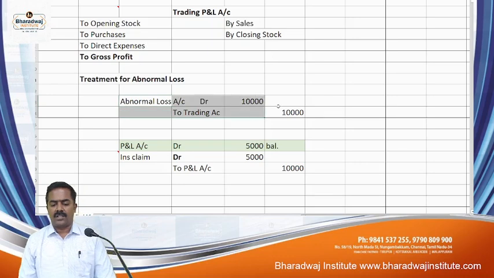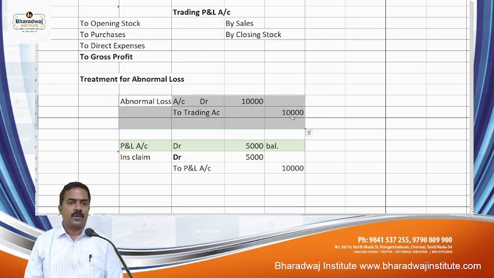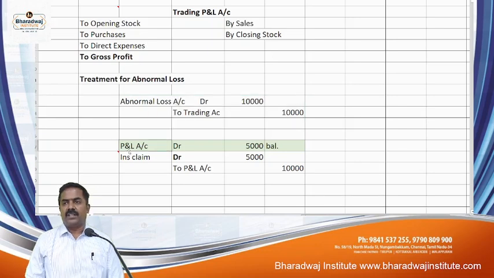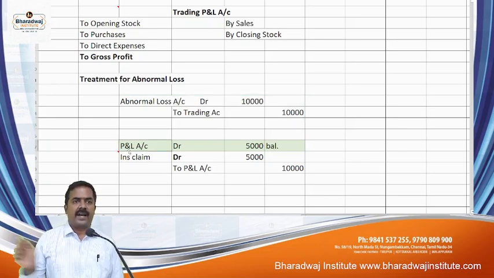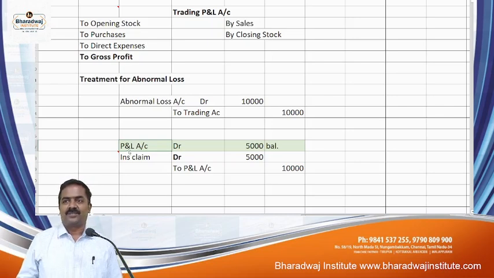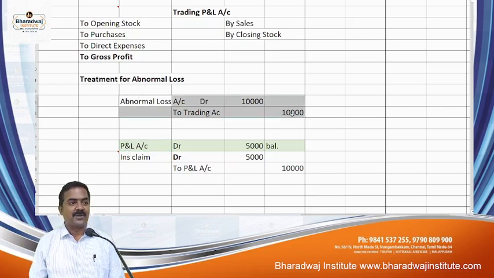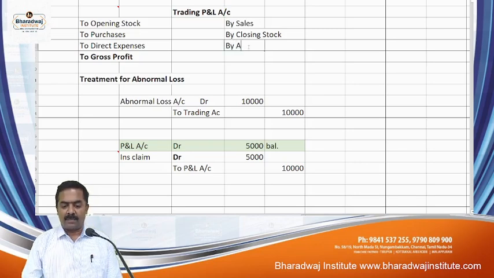Clear? How is loss recognized? Abnormal loss account debtor to which account? Trading account. They will ask you: abnormal losses are credited to trading account or debited to trading account? Check the entry. Abnormal loss account debtor to which account? Trading account. So in the trading account, how will this come? By abnormal loss.